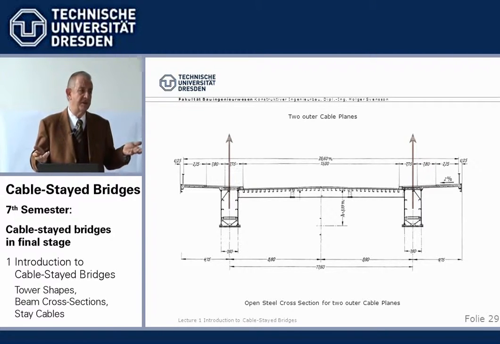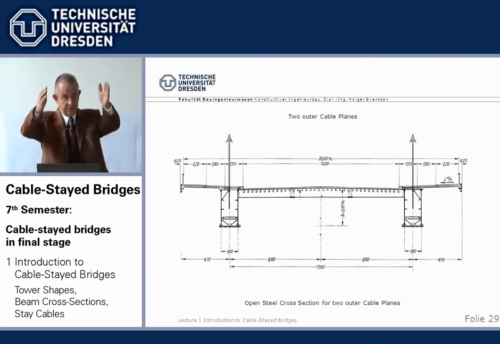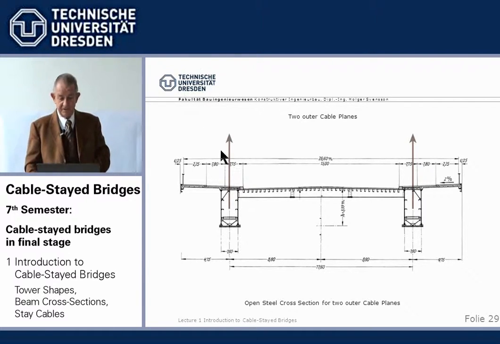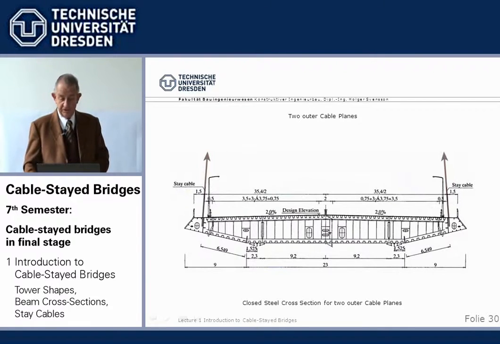Historically, all the first cable-stayed bridges were steel. We have again, like at the towers, to distinguish: do we have two cable planes, like here, supporting the bridge from the outside, or one single? Now, we start with a steel cross-section for two outer cable planes like this. Well, then we need two main girders, either open or closed, and we need an orthotropic deck, a typical cross-section like this. We can also use a box with two cable planes.